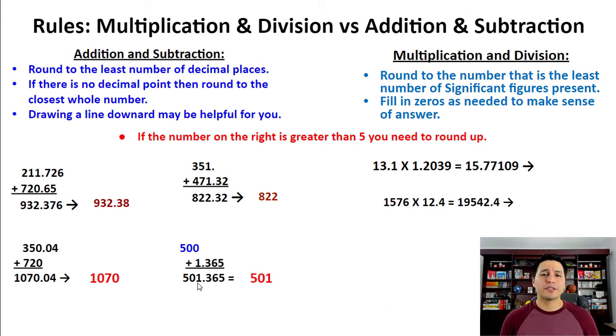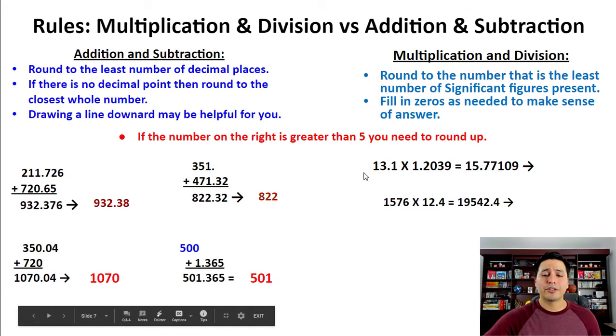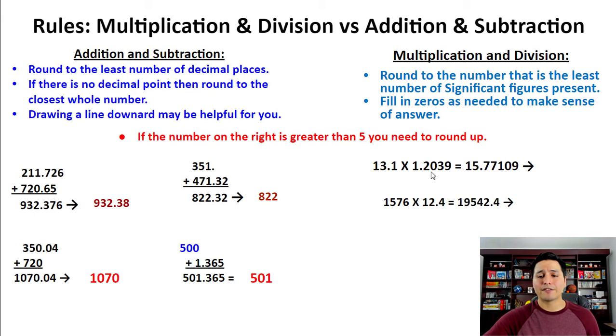So let's focus our attention now on multiplication and division. For multiplication and division, you just want to round to the least number of significant figures. Now you want to fill in zeros as necessary to make sense of your answer. What I mean by that is, when you look at 13.1 times 1.2039, this has 3 sig figs, while this has 5 sig figs.